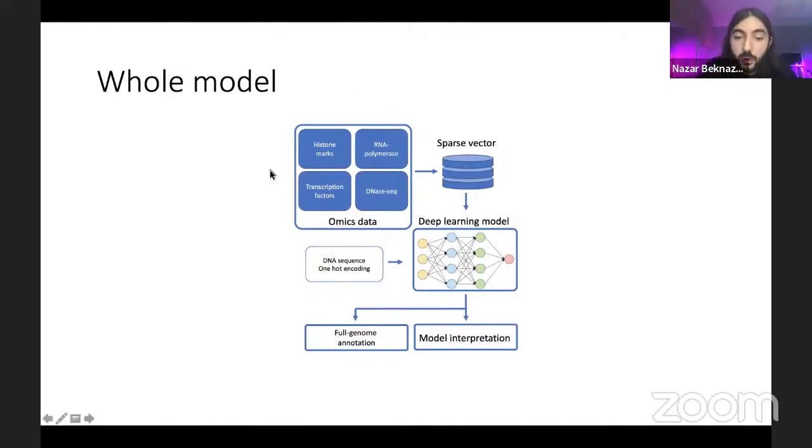We took a lot of omics data, we then sparsify it and effectively collect it in memory. Then we use the DNA sequence itself, encoded somehow. We used a lot of encoding techniques. Here we showed only one hot encoding, but then we added some more techniques, and then we feed all of the data to the deep learning model, and the deep learning model itself creates two outputs. It creates a full genome de novo annotation, and a prediction of target sequences. And from the deep learning model, we can create a model interpretation, the theme of this presentation.